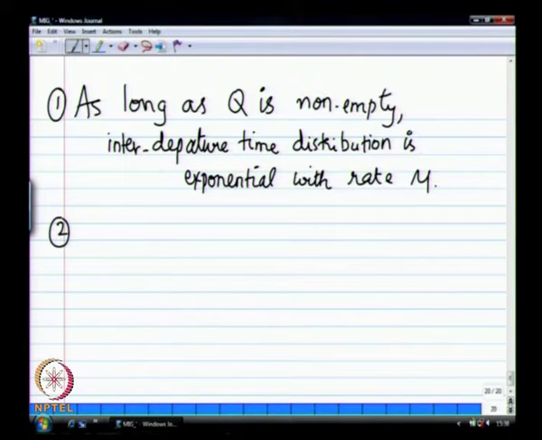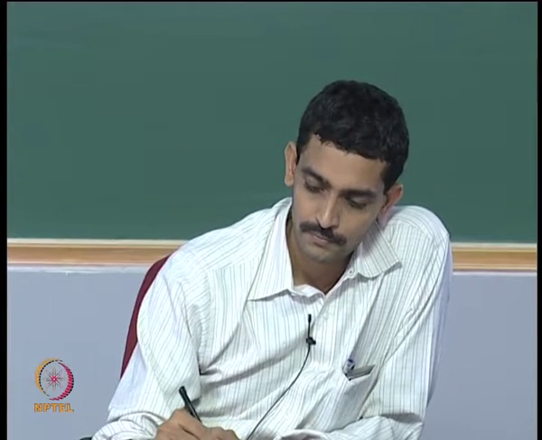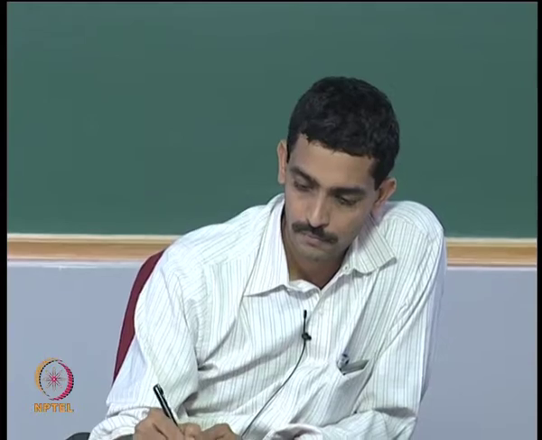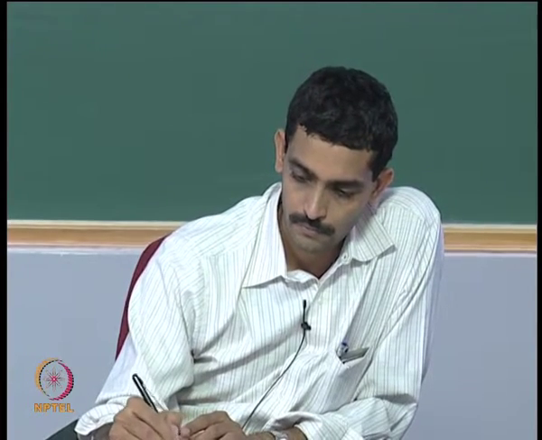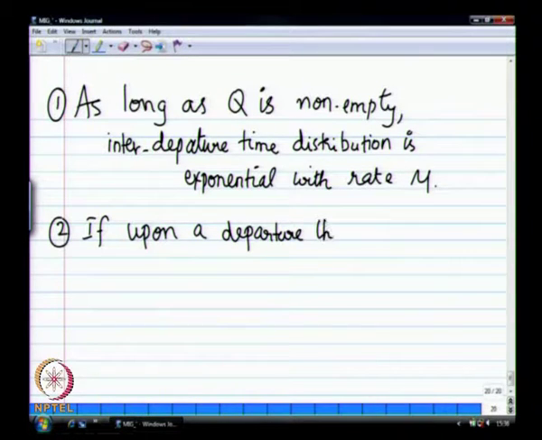Now let us look at the scenario where one customer has just now left, the last customer in the queue has been serviced, therefore that guy has left. Now we need to find out the next departure. The last departure has happened, we are waiting for the next departure to take place. So when will the next departure happen? Right now the queue is empty. So we will write this: if after a departure, the queue empties.